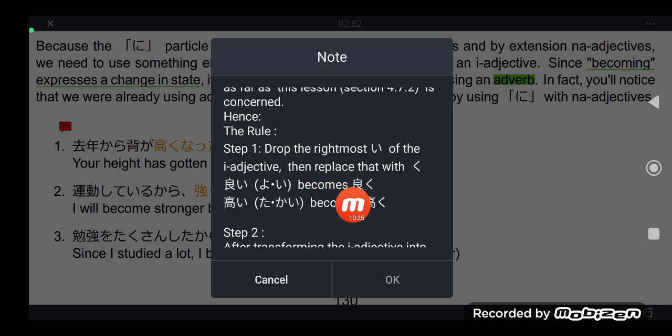the yoi becomes yoku. And the takai means high or tall. Takai becomes takaku. Tsuyoi, meaning strong, becomes tsuyoku. So that's step one. Determine the rightmost I of the I adjective, drop that and replace it with ku.